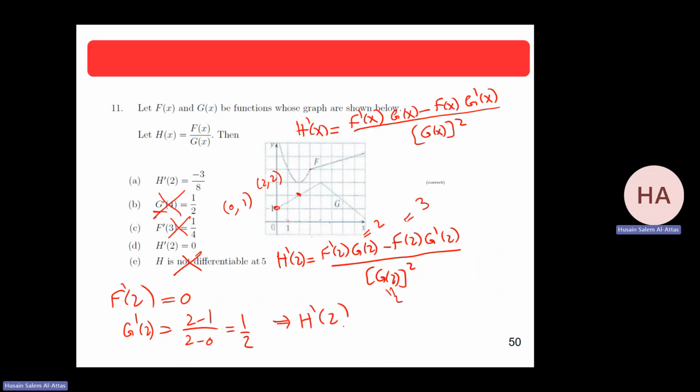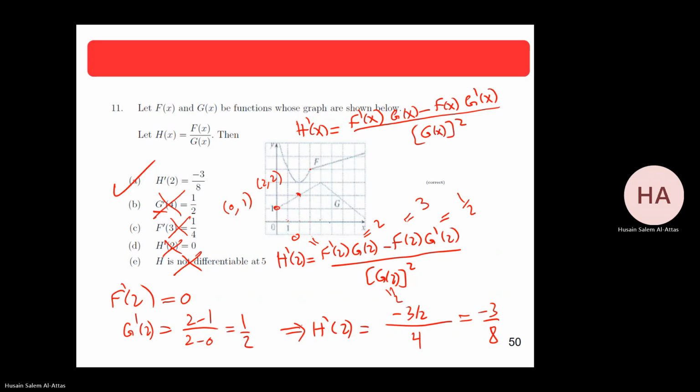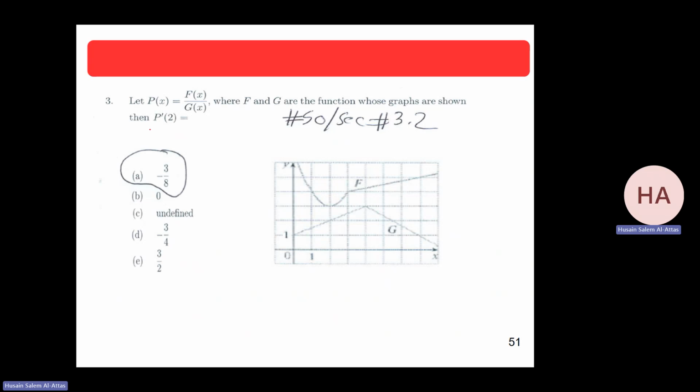Plug the numbers now. H prime at 2. F prime at 2 is 0, so this is gone. This is half. So you have h prime at 2 is minus 3 over 2, over 2 squared, which is 4. So I have minus 3 over 8. What is this answer? So this is wrong. Like what we did with the product rule. Now he wants p prime at 2 and h prime at 2, the same function, f over g, the same graph. So I'm getting this answer, minus 3 over 8.